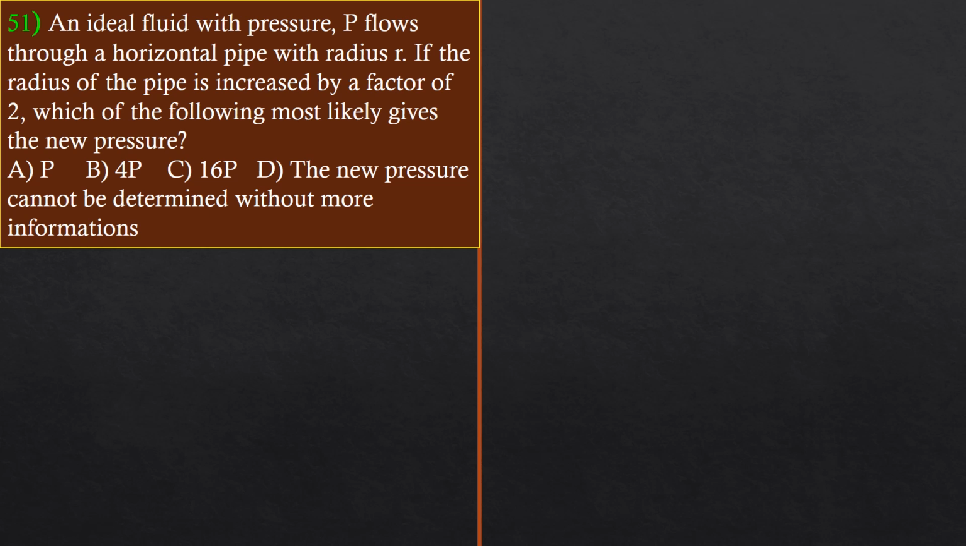Question 51 is saying that an ideal fluid with pressure P flows through a horizontal pipe with radius R. If the radius of the pipe is increased by a factor of 2, which of the following most likely gives the new pressure? Okay, so friends, this question is from the concept of fluid dynamics.